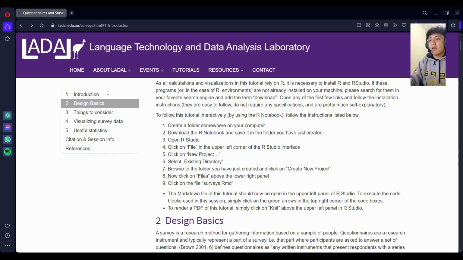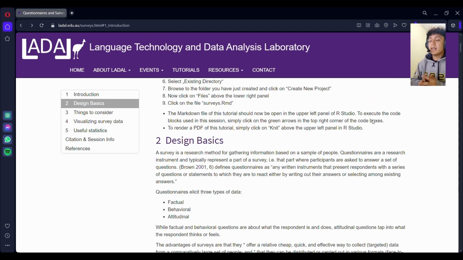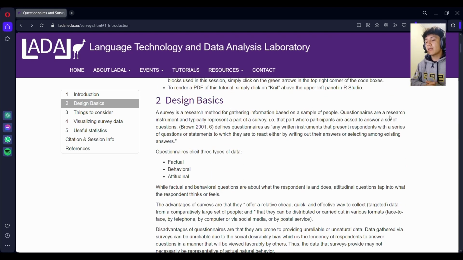So we have to start first with some theory about the surveys and questionnaires. So let's start with the tutorial first, and then my partners will start with the explanation of the code.